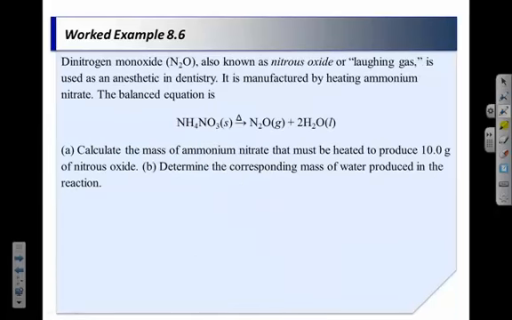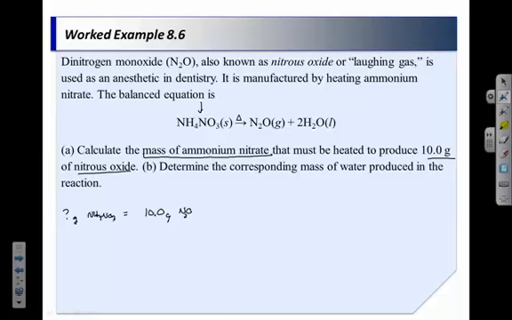Another example here. Here we are working in grams, so we can do an example that illustrates that. So here I want to calculate the mass of ammonium nitrate, which is this reactant, that I need if I want to produce 10 grams of nitrous oxide, which is laughing gas. So maybe I want to make nitrous oxide this way. So the question I'm asking is, how many grams of the ammonium nitrate, the NH4NO3, do I need to make 10 grams of N2O?